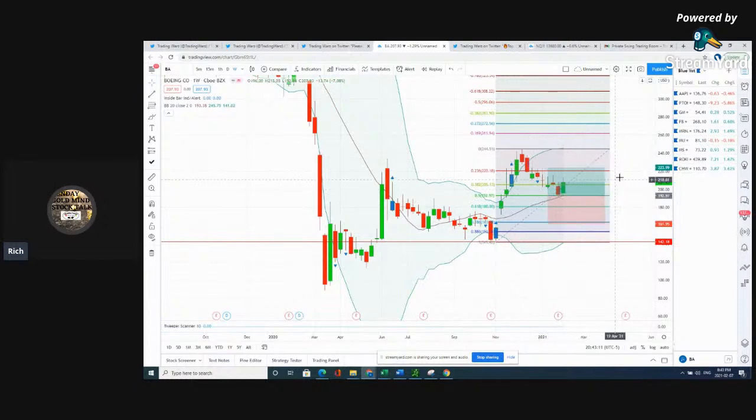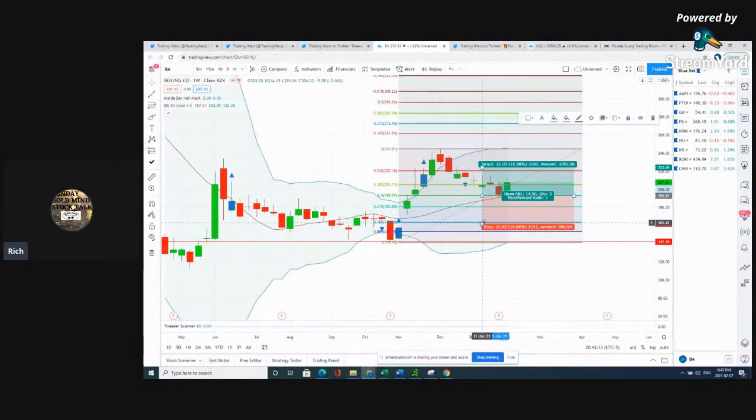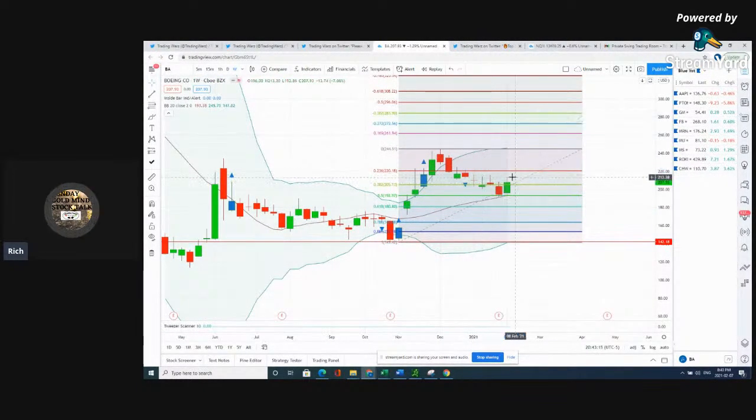So this is how I would have played it. And then right now my stop loss would be at break even. So getting in above here is a little bit late in my opinion, but it's still valid because we have this holding of the mid Bollinger Band.